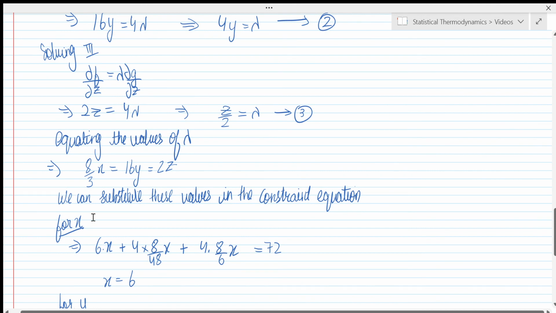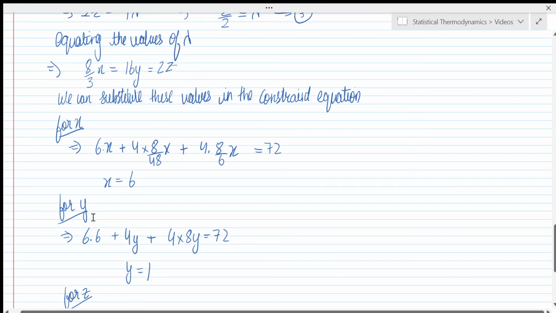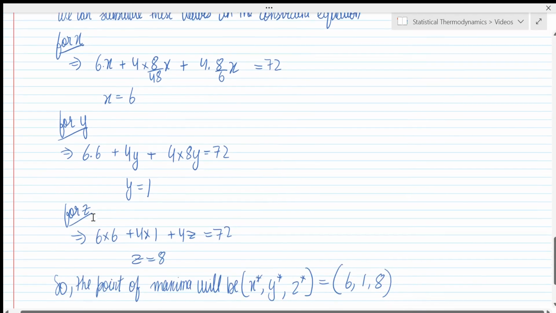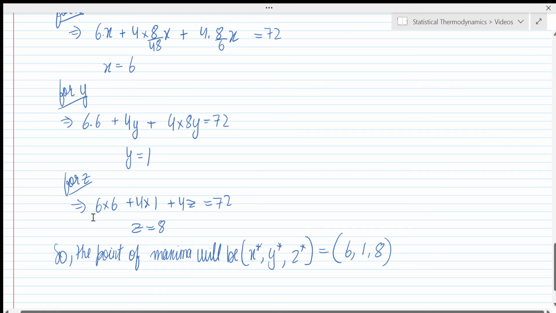So first we will solve for x, and once we substitute these values, we will get the value of x as 6. Similarly for y, we will substitute the relation that we got for lambda, and we'll get the value of y equal to 1. And similarly for z, the solution is 8. So the point of local extrema for the function f with the constraint of function g is (6, 1, 8). So this is the solution of the problem.